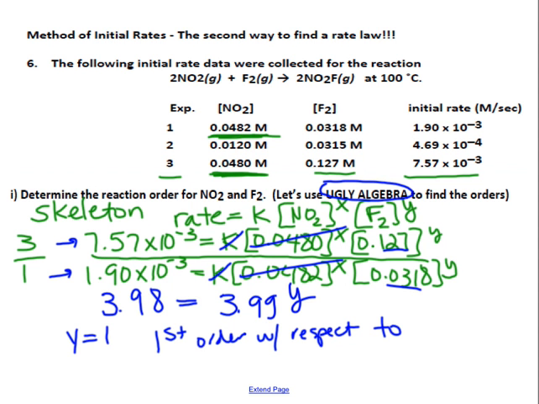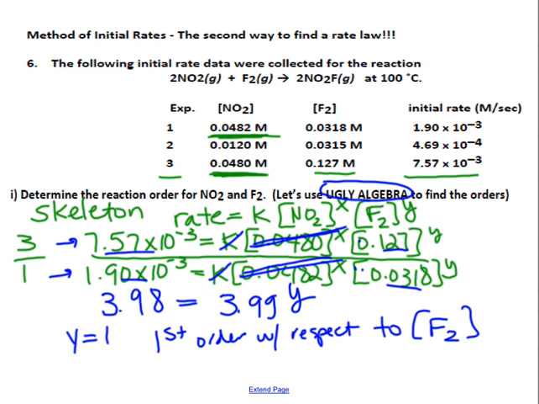with respect to, which one did we not cancel out? It was the F2, right? So the F2 is going to be first order with respect to that reactant. And so now that you kind of see this, you can see why we choose 2 experiments where the concentration is the same. Since this concentration is the same, we know that it itself is not affecting the rate change. It's only the F2 that's affecting the rate change. So we look at how mathematically that affects it. Okay? So that's how I found the order with respect to F2.